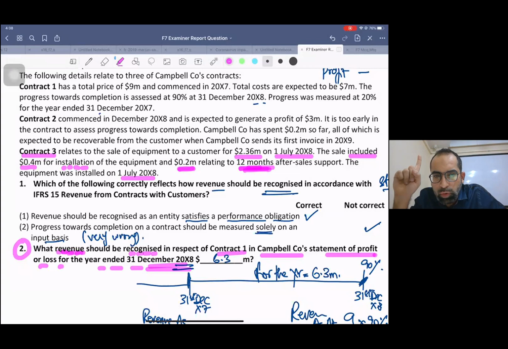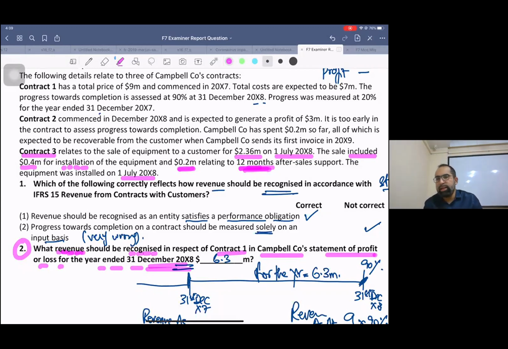So for the equipment, immediate revenue will be booked. For installation, immediate revenue. But for the after sales support, it's 0.2 million for 12 months, and we started our service from 1st July. So 1st July to 31st December, how many months? Come on, tell me. 6 months. So half of this 0.2 million is 0.1.